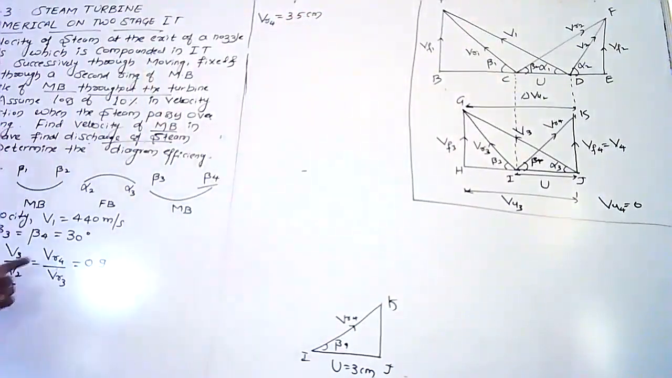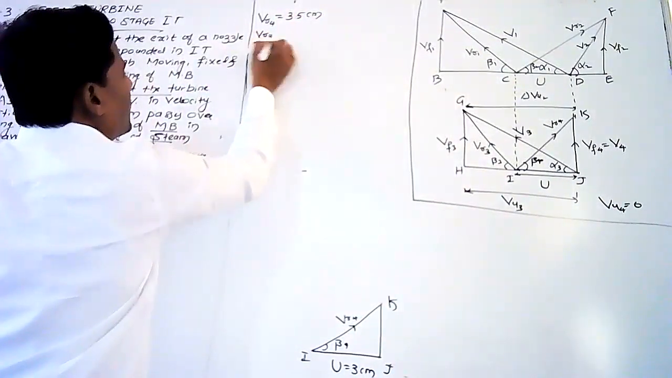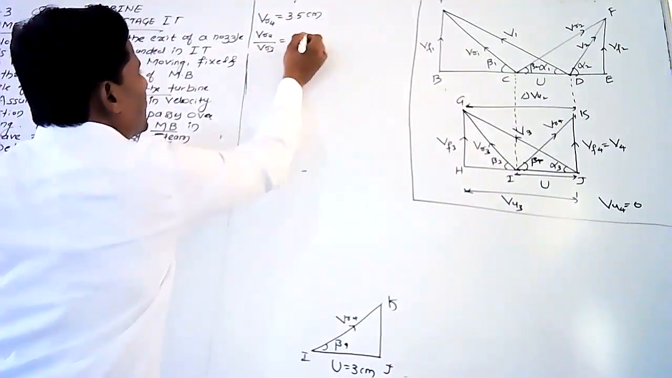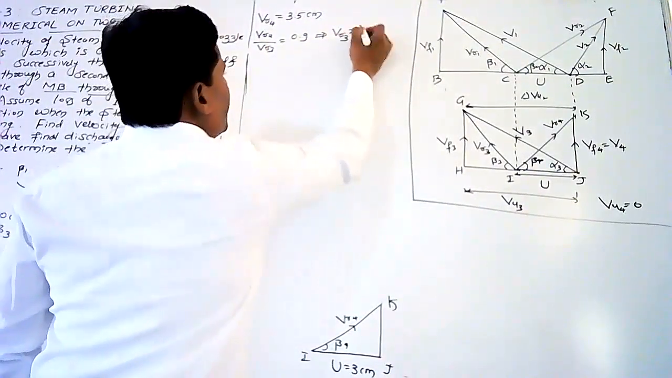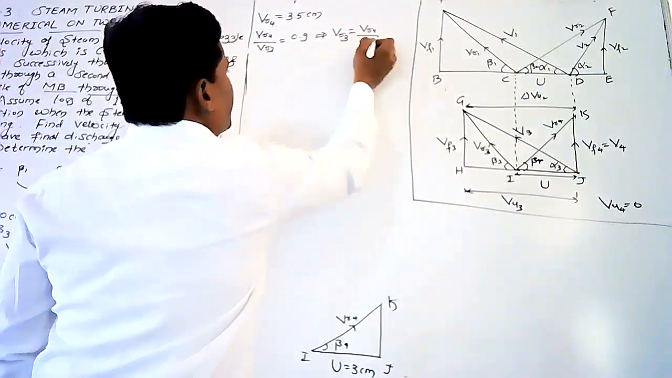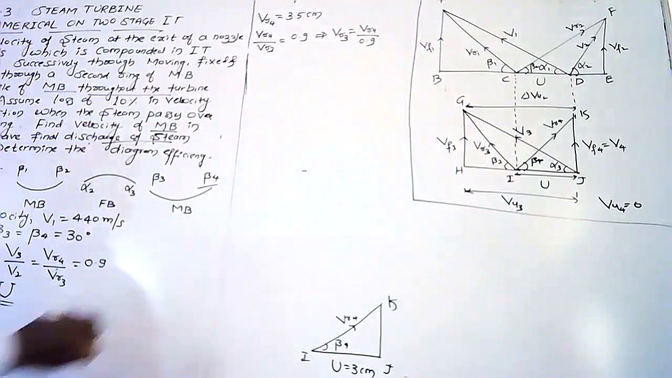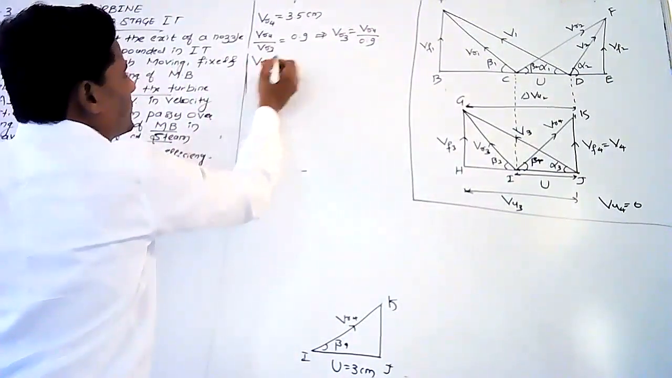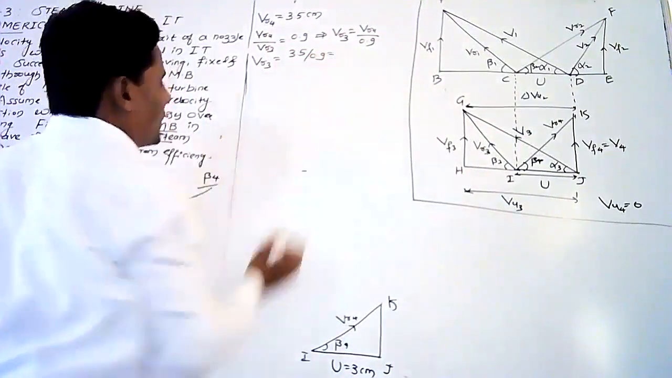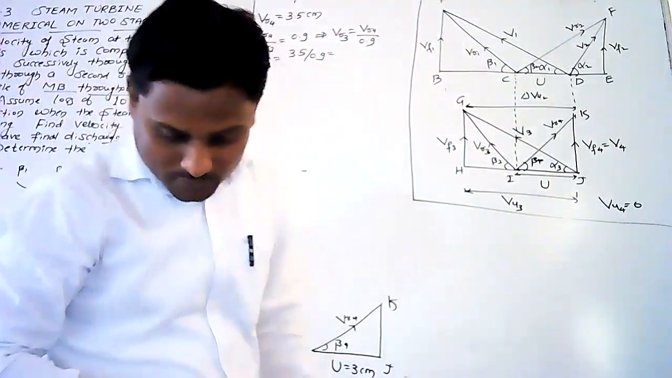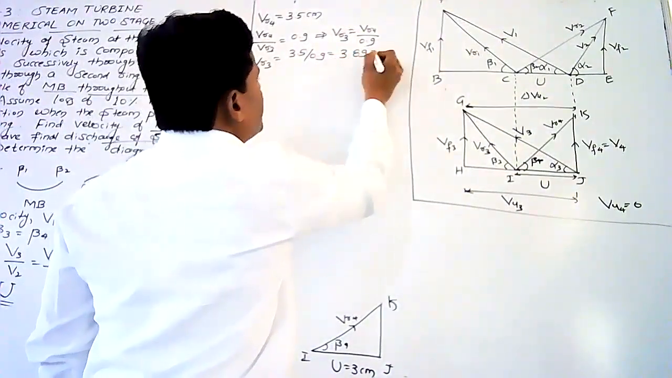And you know the ratio VR4 by VR3 equals 0.9. So VR4 by VR3 equals 0.9, which implies VR3 equals VR4 by 0.9. Just substitute VR4, 3.5 divided by 0.9. The value of VR3 is 3.89 centimeter.